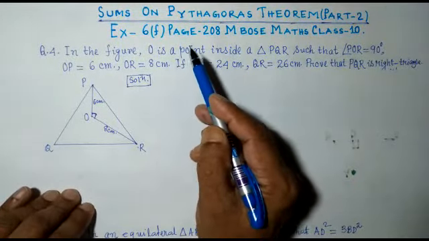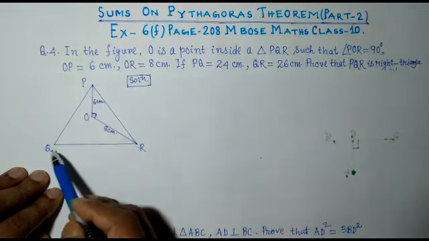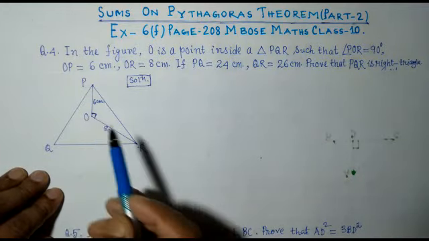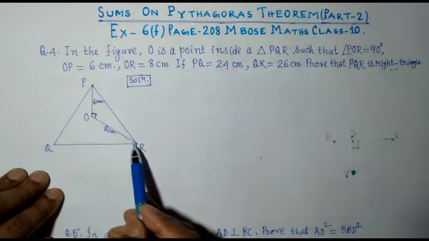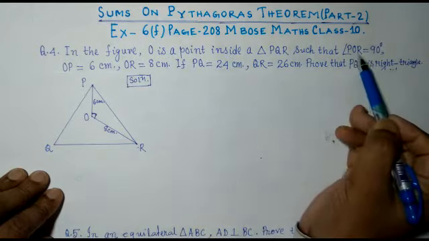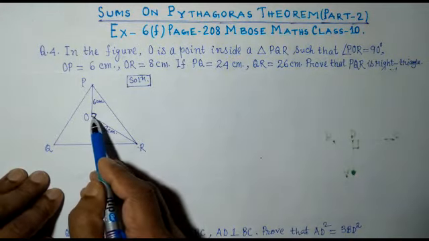In the figure, O is a point inside a triangle PQR. Here is the triangle PQR. Inside there is a point O. If we look at this triangle POR, it is mentioned in the question that angle POR is 90 degrees. That means this triangle POR is a right triangle where OP is 6 centimeter and OR is 8 centimeter.